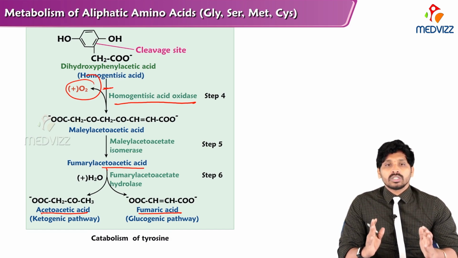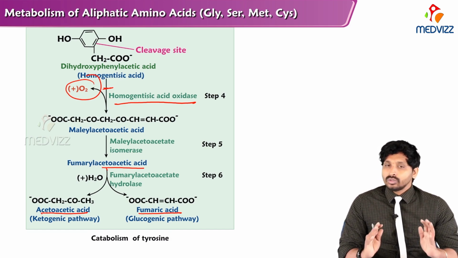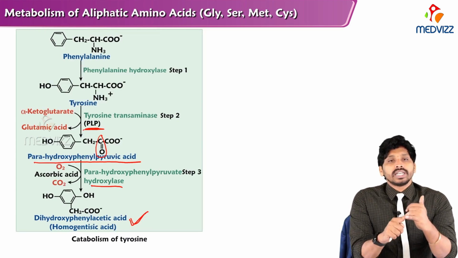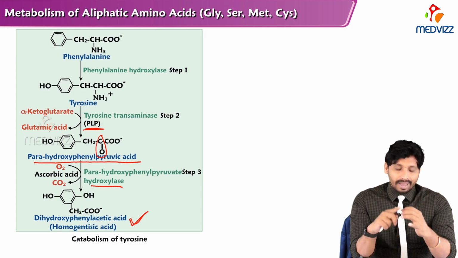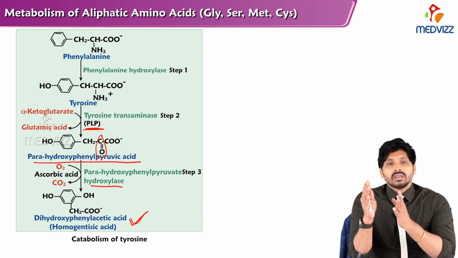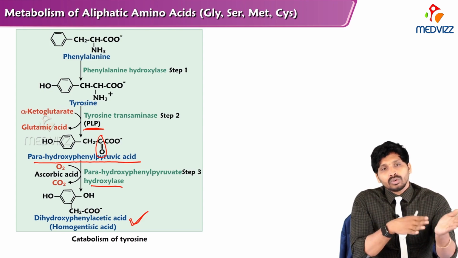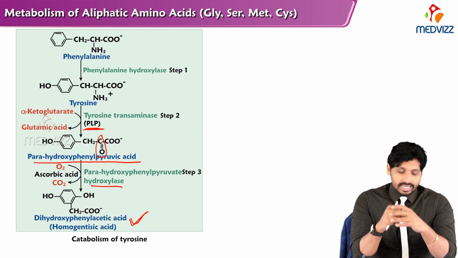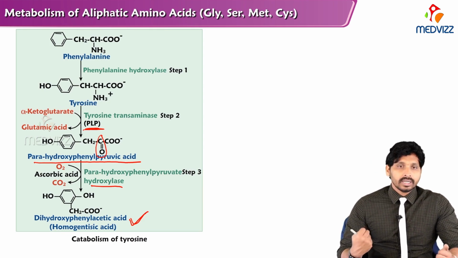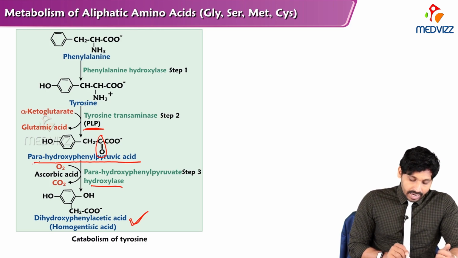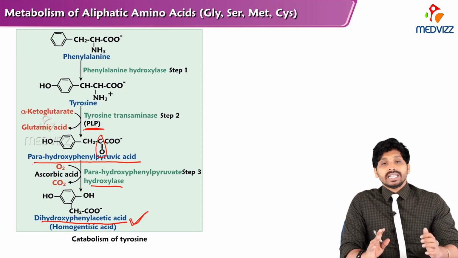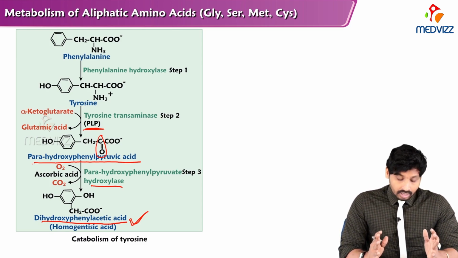So this is the overall catabolism of phenylalanine and tyrosine. Total six steps are there. If you remember, once again I am summarizing it. Phenylalanine is converted into tyrosine, tyrosine is converted to para-hydroxyphenylpyruvic acid. Okay, what is happening here? The amino group from tyrosine is transferred to alpha ketoglutarate to make glutamate by the enzyme tyrosine transaminase, which is PLP dependent. PLP is nothing but pyridoxal phosphate, a B6 water soluble vitamin, and para-hydroxyphenylpyruvic acid is converted to homogentisic acid or dihydroxyphenylacetic acid by the enzyme para-hydroxyphenylpyruvate hydroxylase.